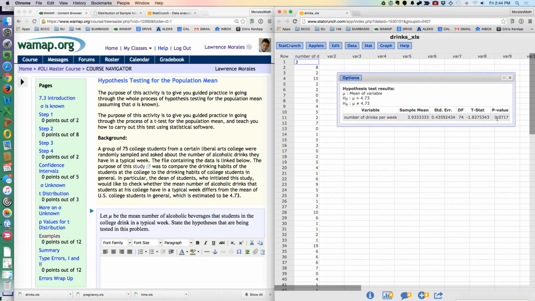Now, if this is being run at the alpha equals 0.05 level, our p-value is above that. So we do not have enough statistical evidence to reject the null, and therefore we have no statistical evidence that indicates that students at this particular college differ in the mean number of alcoholic drinks that they consume per week from U.S. college students in general.